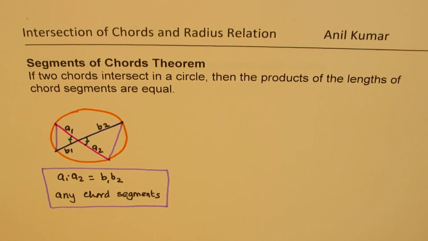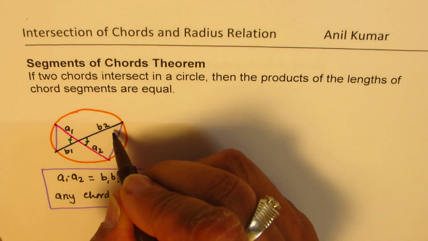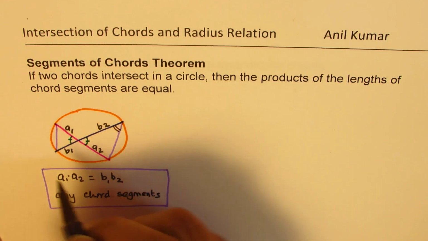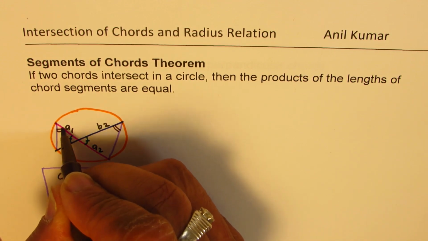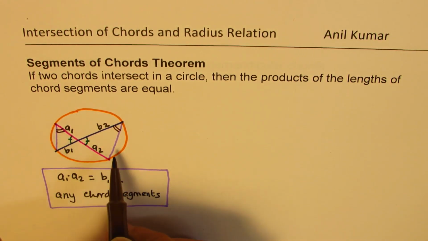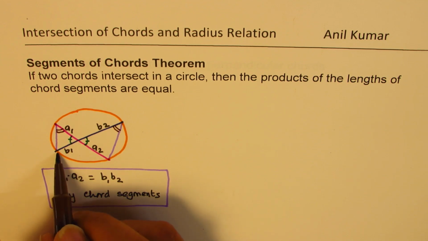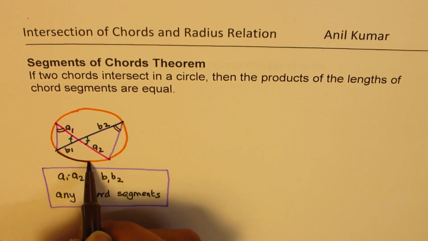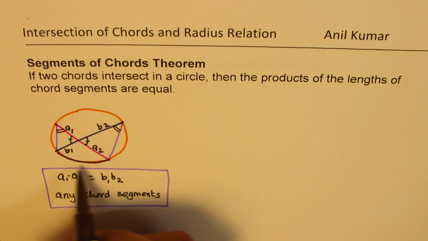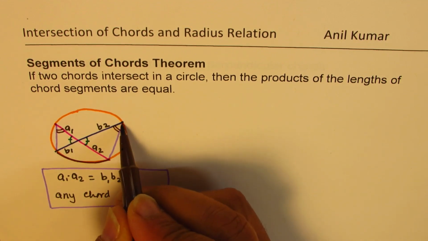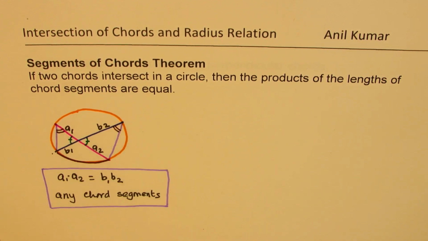Also, what we see is that these two angles will also be the same. Now these two angles are the same because they subtend the same arc, right? So you see this arc. This arc is common to both these angles, so they are also the same, correct?